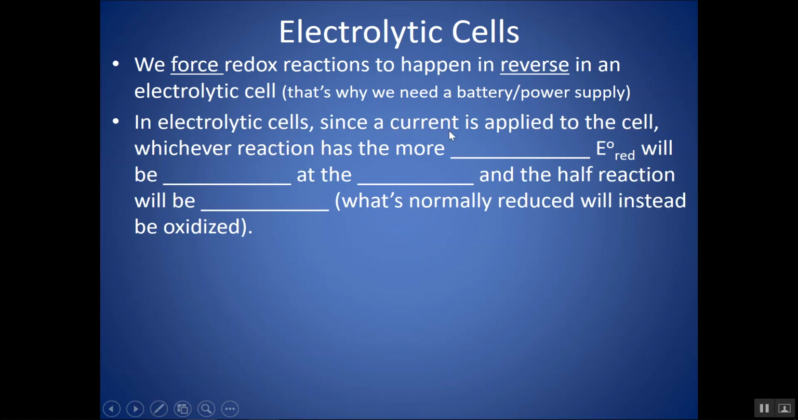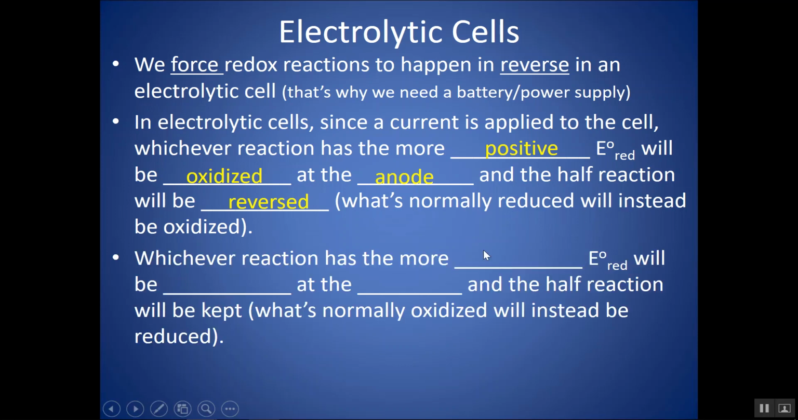So in electrolytic cells, since a current is applied to the cell, whichever reaction now has the more positive reduction potential. Okay, in a voltaic cell, we said, oh, that thing would be reduced. But now, if we're forcing it to happen in reverse by adding this battery, that thing that has the more positive reduction potential is actually going to be oxidized at the anode instead. And we're going to flip that half reaction. Remember, whichever's oxidized, we got to flip because those are reduction potentials and they show electrons on the left rather than the right. So what's normally reduced will be oxidized instead.